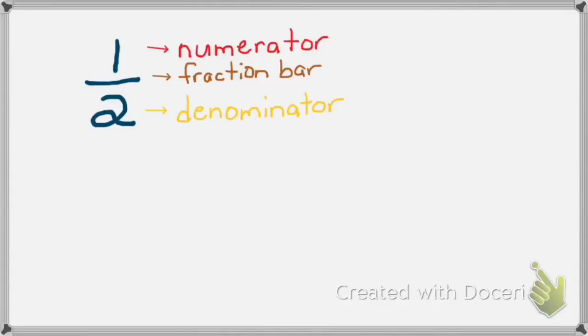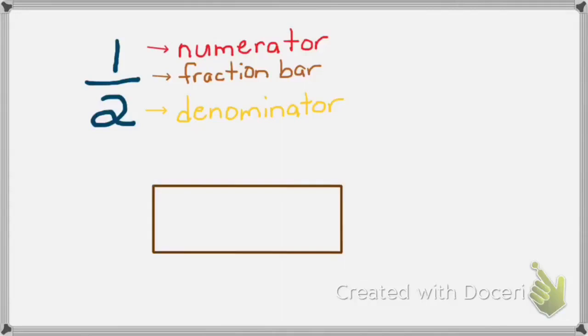Let's take a look at what this fraction would look like if it was a Hershey bar. Here is my whole Hershey bar. In my fraction, my denominator tells me how many pieces it takes to make a whole bar. So if my denominator is 2, that means it would take 2 pieces to make a whole Hershey bar. There are my 2 pieces that show my denominator, right? 2 pieces make the whole bar. My numerator tells me how many pieces I'm talking about or how many pieces I have. In this case, my numerator is 1, so it says I have 1 of those 2 pieces.